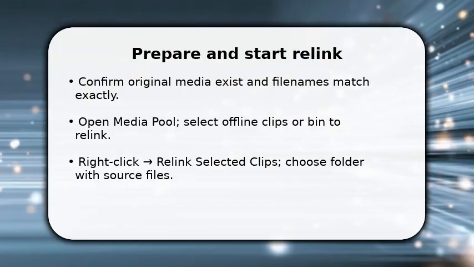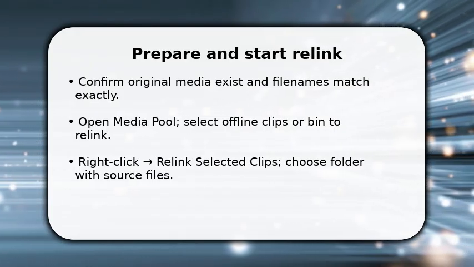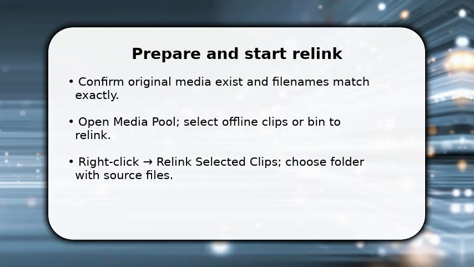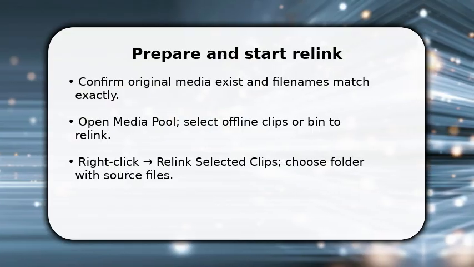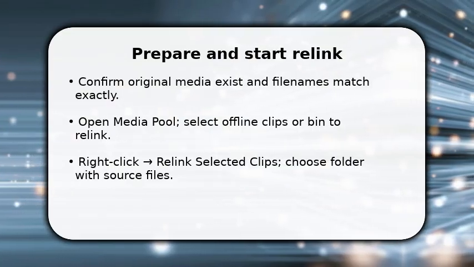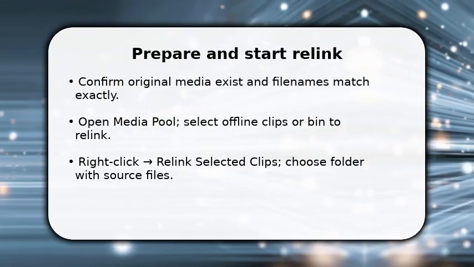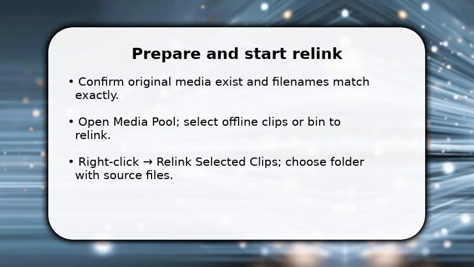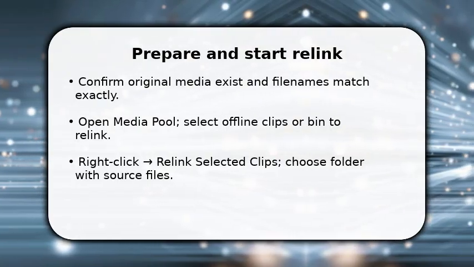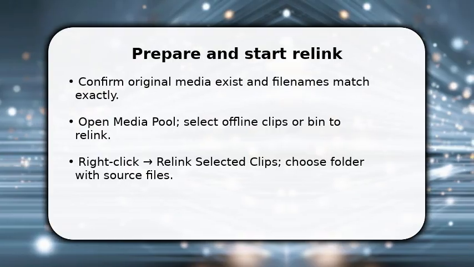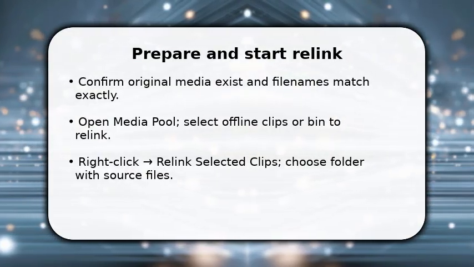You already have your project and the original files. Now start relinking. First, check that file names and basic metadata are preserved on disk because Resolve matches by name. In the media pool, select the offline clips or the whole bin you want to fix. Once selected, right-click and choose Relink Selected Clips, then browse and point Resolve to the folder containing the source files. This begins a targeted search and is the only surefire method to restore links without manual clip replacement.